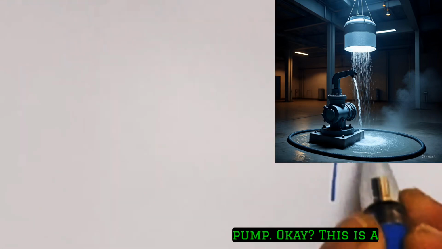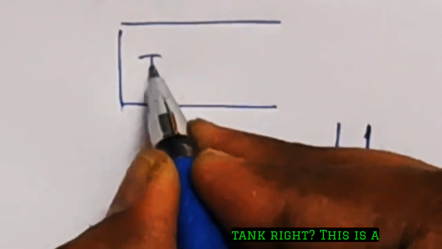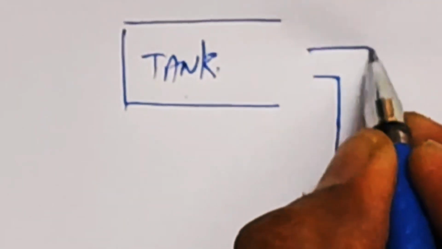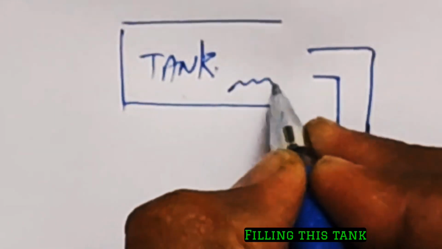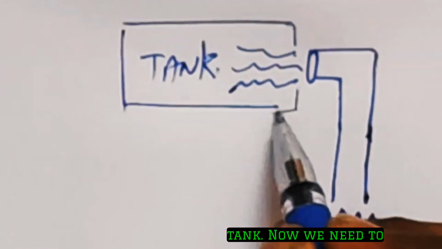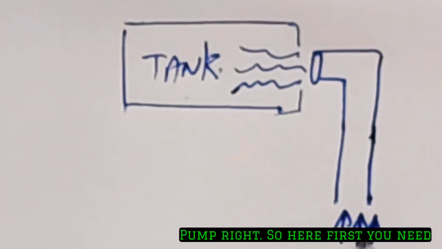Suppose this is a pump. This is a pump which is pulling water from the ground, and just here is a tank. This is a tank, and this pump is filling this tank. Now we need to calculate the power consumed by this pump, right?